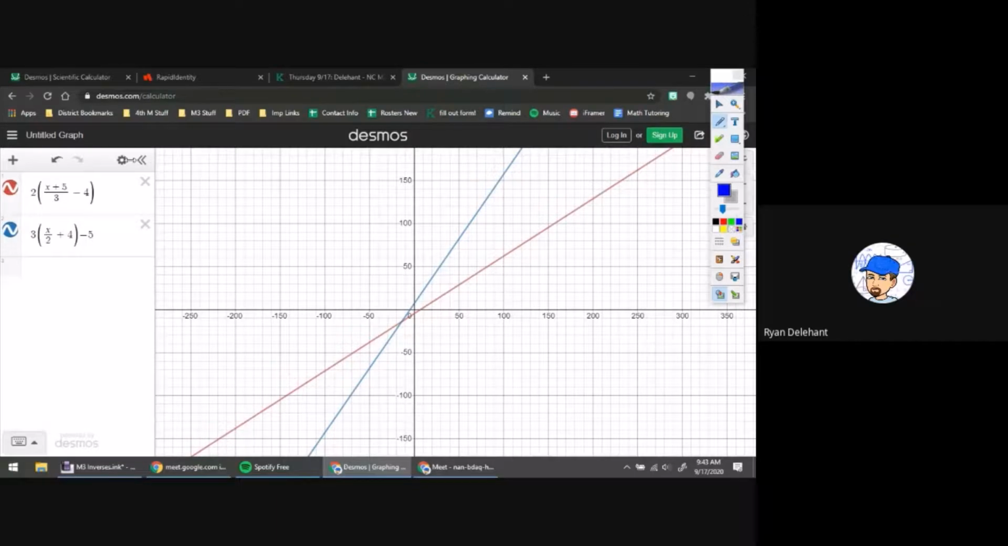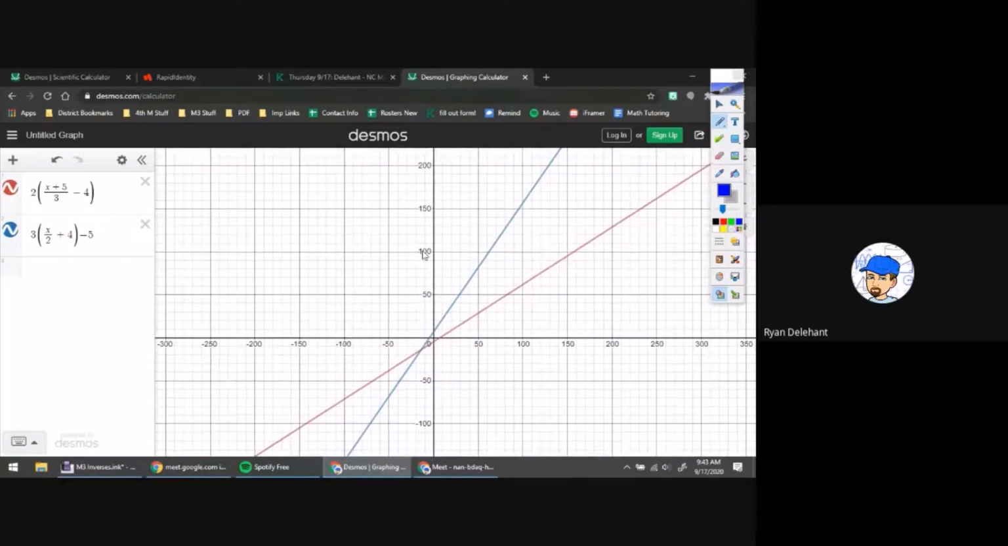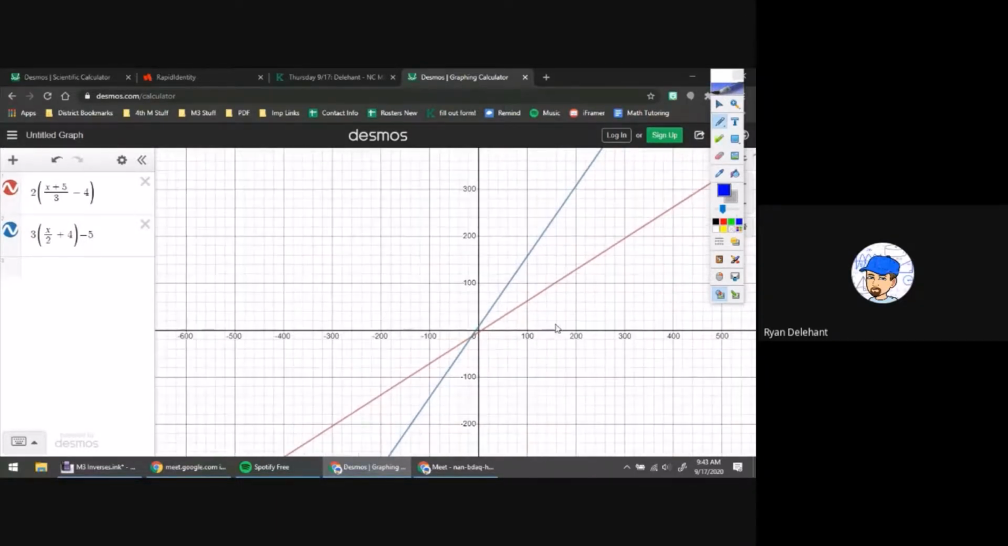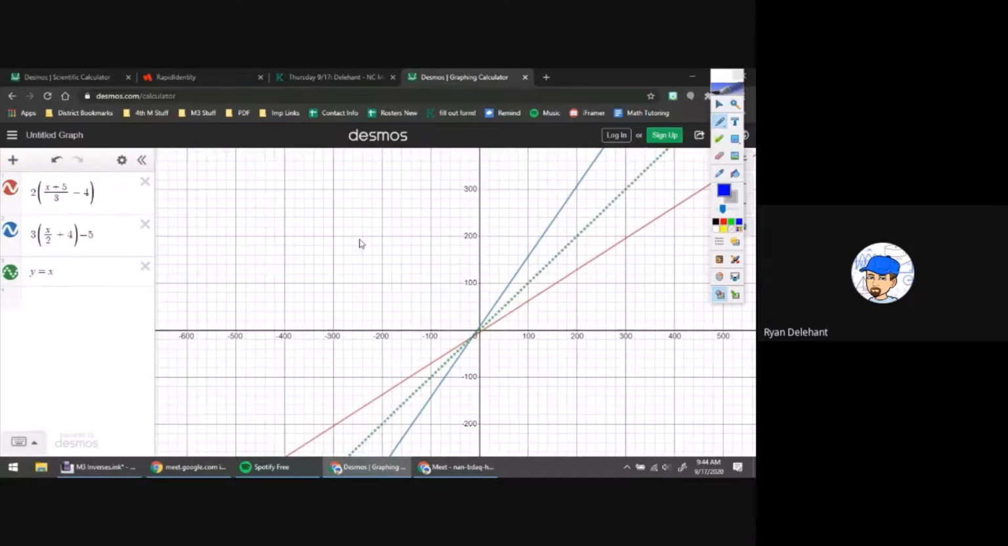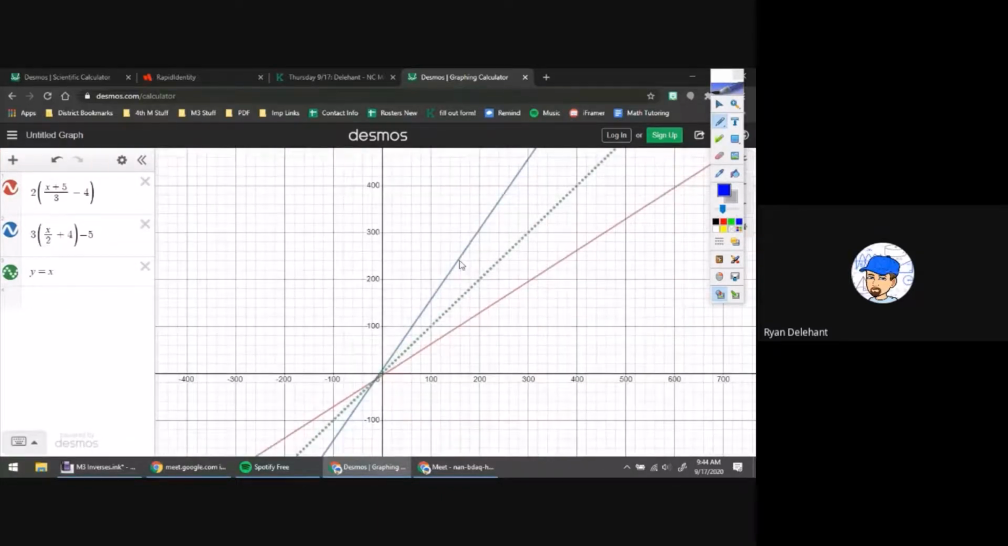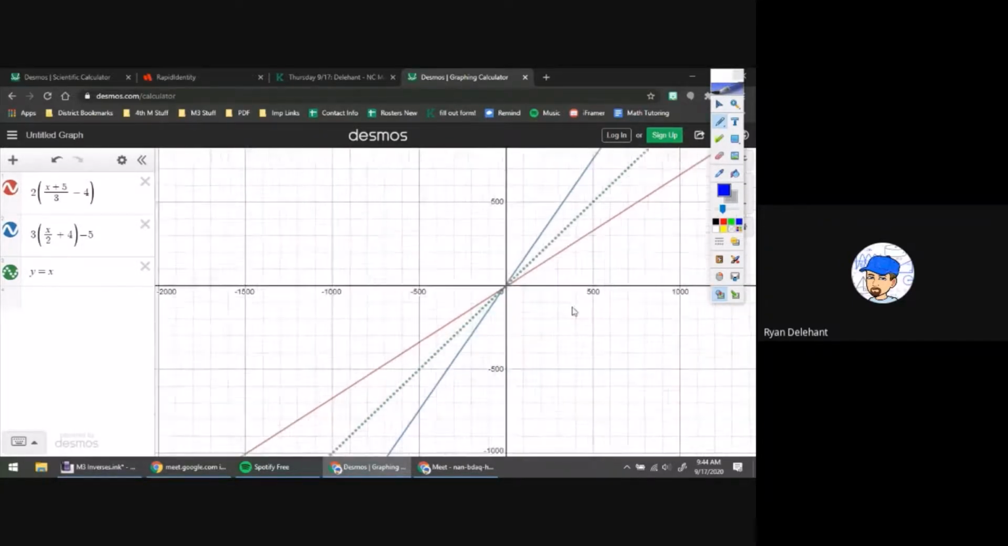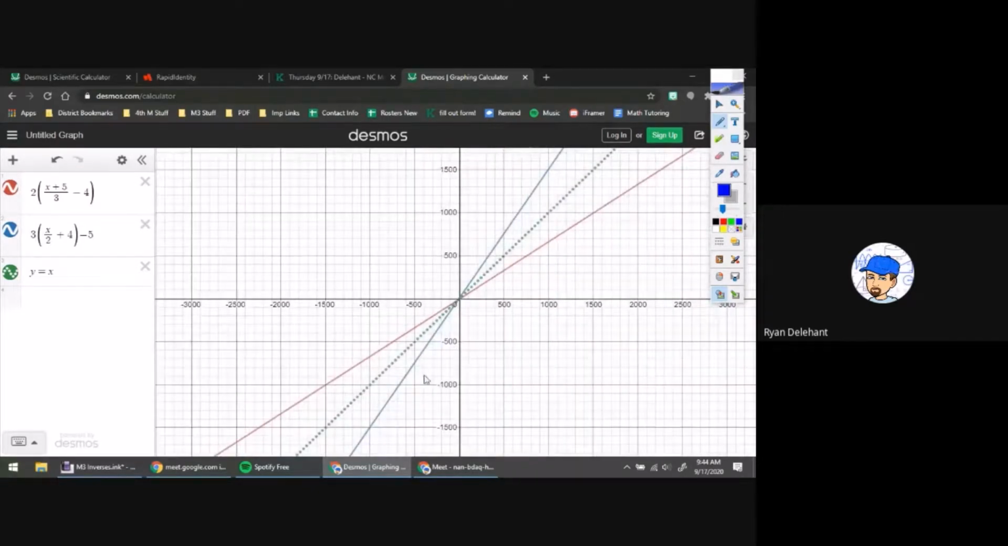Because these are both lines, it's not as obvious. But if I put this on here, if I go y equals x, I put this right down the middle, I'm going to make it dotted. The blue line is, you can see they're the same distance apart. You can actually see that they're reflections of each other.